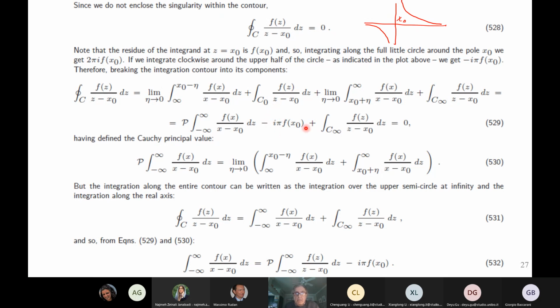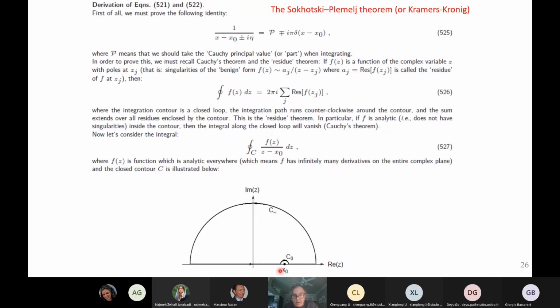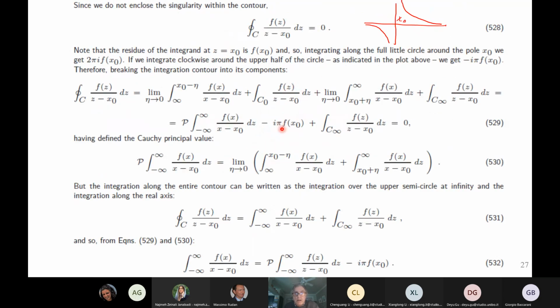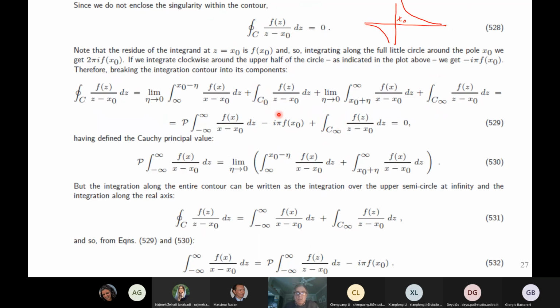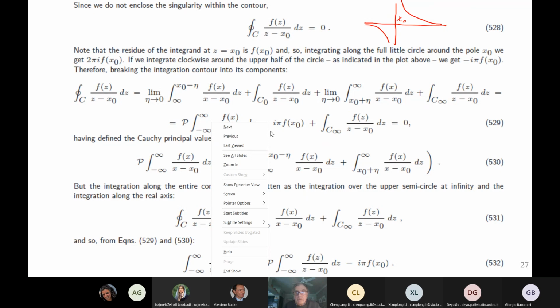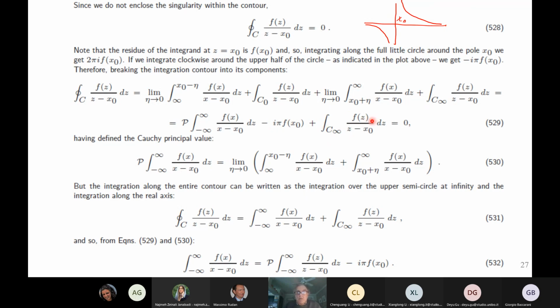And the residue will be minus i pi f0, the residue around half of this. That's not 2 pi i because I'm integrating over only a half. And I'm integrating, in this particular case, clockwise, so I need a minus, because the Cauchy theorem assumes a counterclockwise integration. And then I have the integral over the infinite loop, which is 0. So you see immediately at the end that the integral over the real axis will be equal to the residue, which is the delta function term, plus the principal part of the integral.